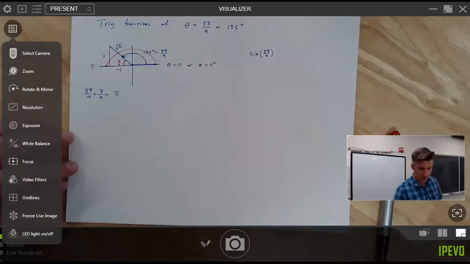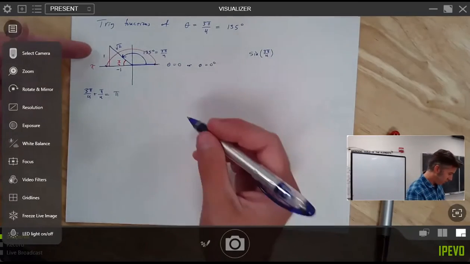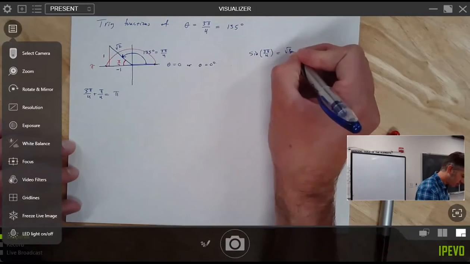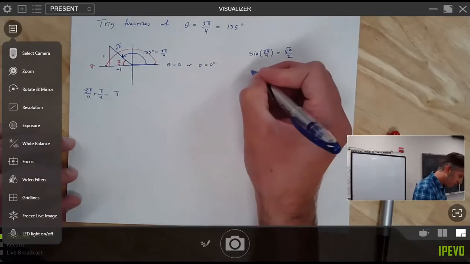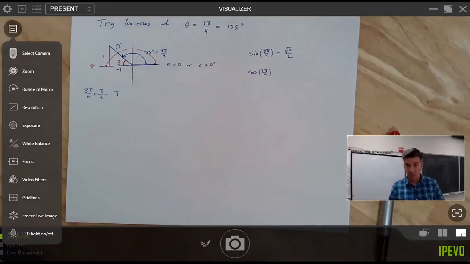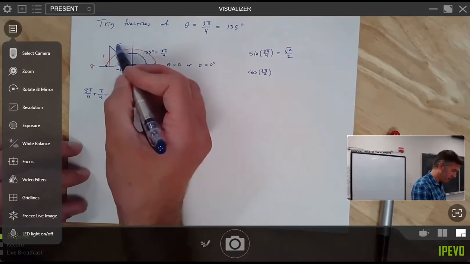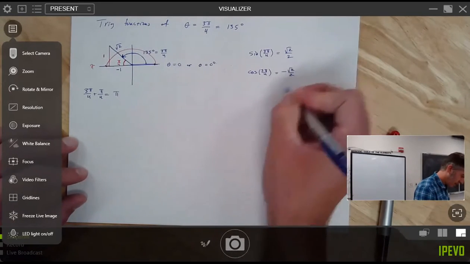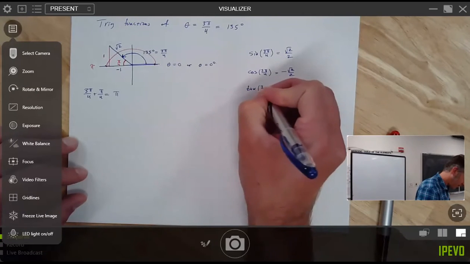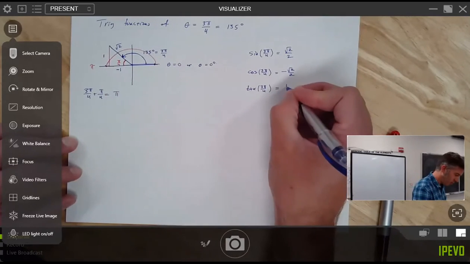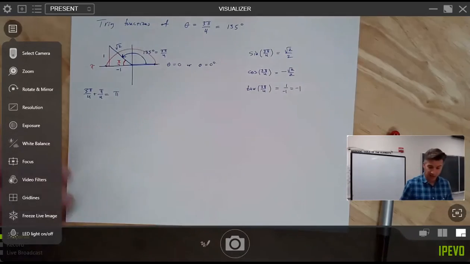Sine of 3 pi over 4 is just going to be 1 over root 2, right? It's going to be the opposite over the hypotenuse, which is going to rationalize to root 2 over 2. But cosine of 3 pi over 4, instead of being positive root 2 over 2, is going to be negative root 2 over 2, because it's going to be -1 divided by root 2, which is negative root 2 over 2. And tangent of 3 pi over 4 is going to be the opposite over the adjacent, which is 1 over -1, which is -1.